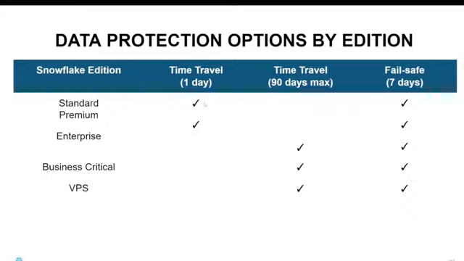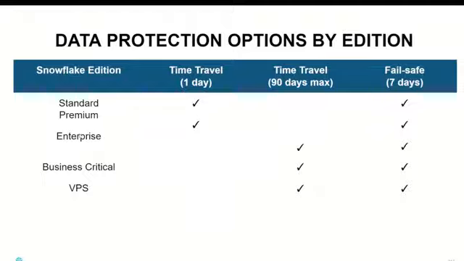Time travel of 1 day is present in the Standard and Premium editions of Snowflake. For Enterprise, Business Critical or VPS, time travel goes up to a maximum of 90 days. So it starts from 1 day and goes up to 90 days. But in Standard and Premium, the default is 1 day, and you cannot go beyond 1 day. The fail-safe option is applicable for all the different editions of Snowflake, is non-configurable, and the default is 7 days, the same for all editions.